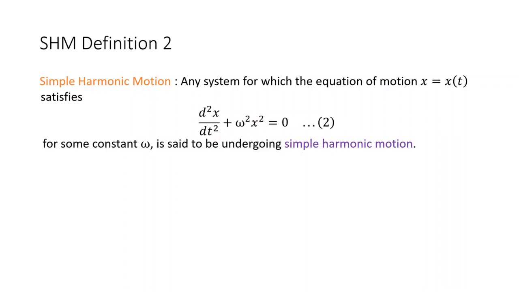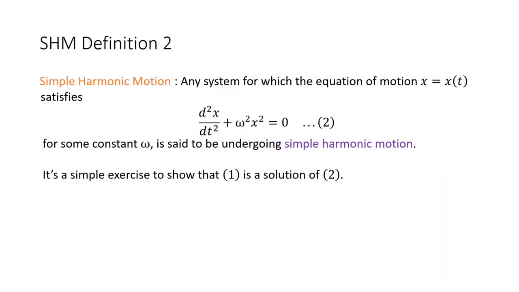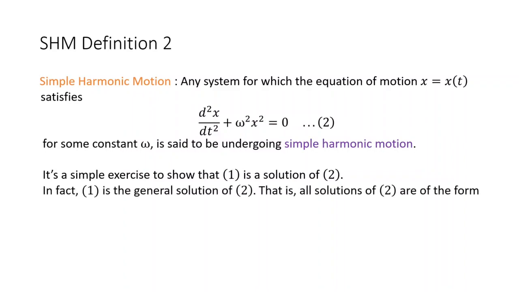Now, the obvious question to ask is, how does this relate to the first definition, where we gave a form of the function, which we called 1. The connection is simply that 1 is a solution of this differential equation, which you should go and check yourself. Moreover, and importantly, the form that we gave in 1 is the general solution of this differential equation, meaning that all solutions of 2 are of this form.